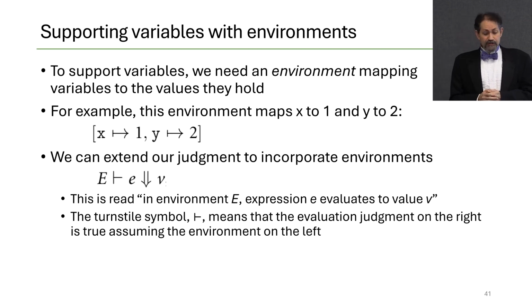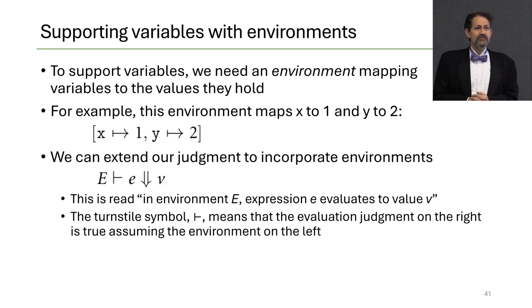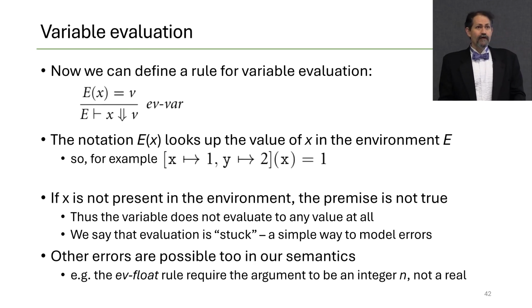We can extend our judgment form to incorporate environments. So this judgment form, E turnstile lowercase e evaluates to v, can be read: in environment E, expression little e evaluates to value v. This turnstile symbol means that the evaluation judgment on the right is true, assuming the environment on the left. Now we can define a rule for variable evaluation.